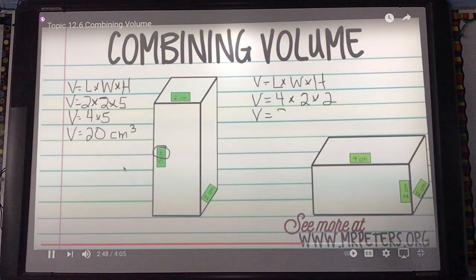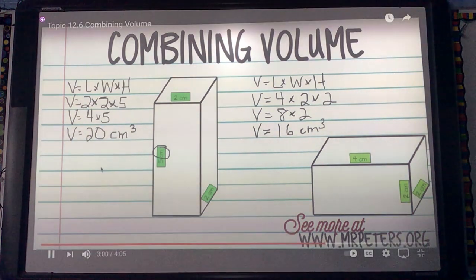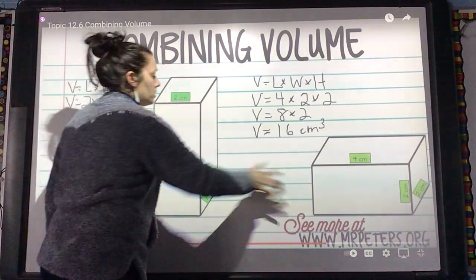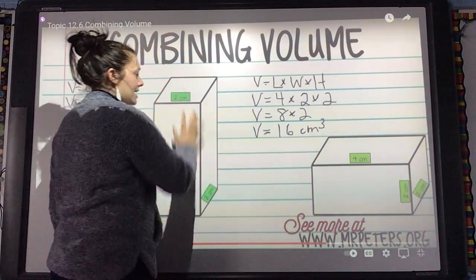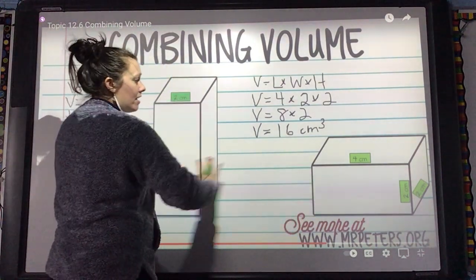4 times 2 is 8 times 2. Volume 8 times 2 is 16 centimeters cubed. We're not done yet, because to combine, if you see the word combine, combine means to add. So we needed to know the volume of this whole shape here. How do I find now the volume of this whole shape? Remember, this piece slides back over here. It looks like an L.